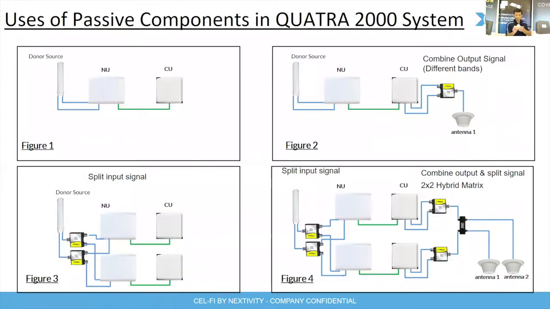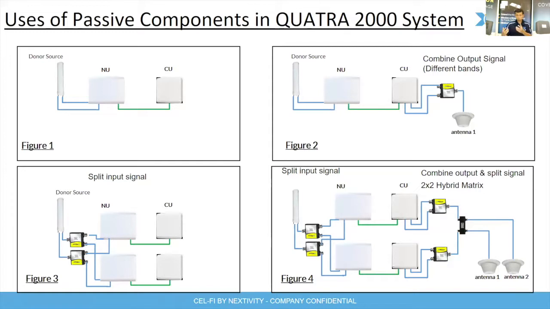Again, I can make use of a two-way splitter. Donor signal coming from the donor antenna feeding into the two-way splitter, and then the output of each port of two-way splitter will go into each individual NU, right? So that is figure 3. So again, we want to expand it out on figure 4.